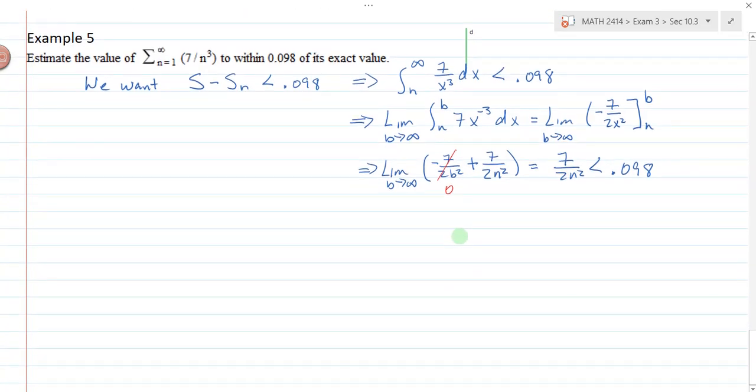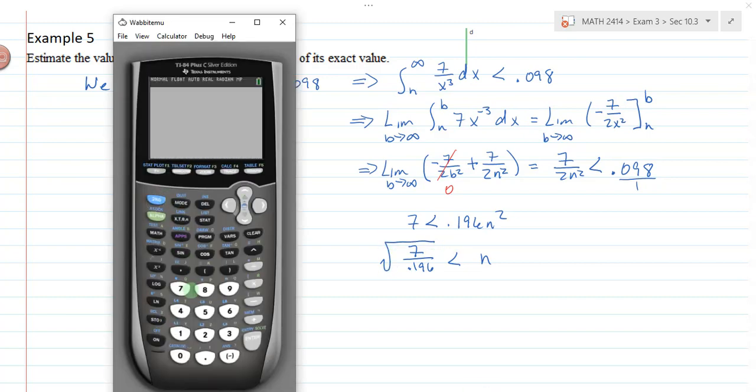So this gives me an inequality that I can then solve for n. I'm going to put this over 1 and then cross multiply. That gives me 7 is less than 2 times 0.098, which is 0.196, n squared. Divide both sides by 0.196 and that gives me 7 over 0.196 is less than n squared. If I want to get rid of the square on the n, I'm going to have to take the square root of this number. So this ends up being the square root of 7 divided by 0.196.